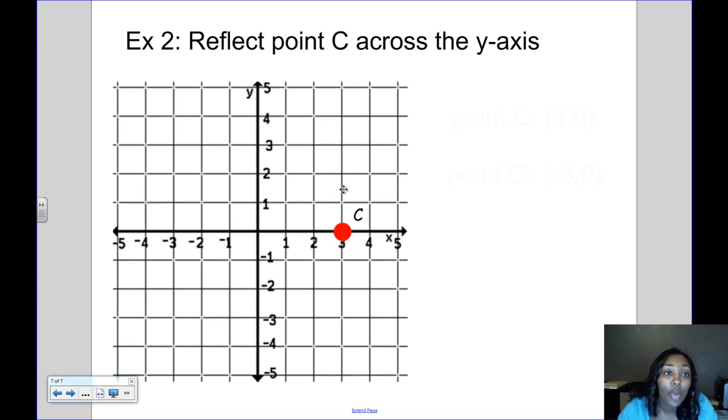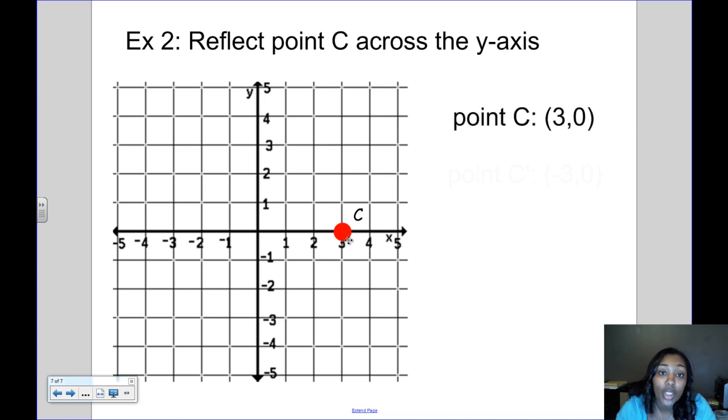So now let's look at how we can reflect point C across the y-axis. So if we notice right now we have point C, and it's located at 3, 0. So it's 3 in the x, and then it doesn't go up or down at all. So it's 0 in the y. So point C is at 3, 0.